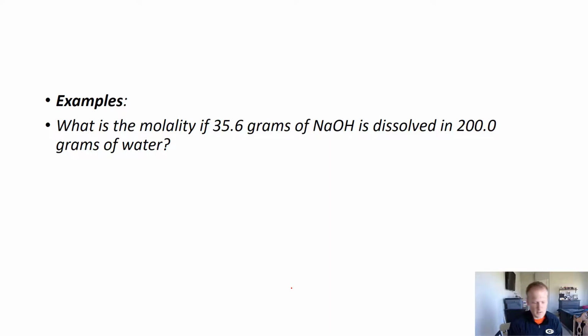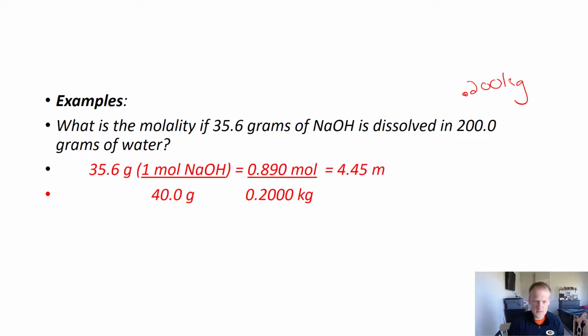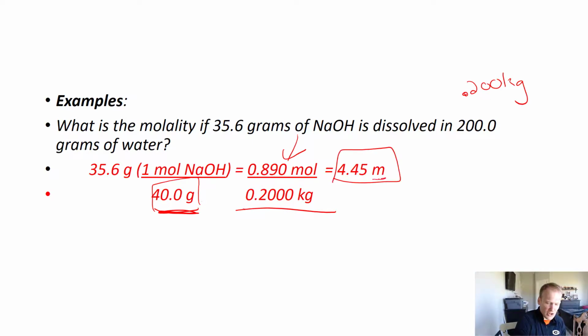So the first thing we need to do is convert the grams of water to kilograms, which once again would be 0.2 kilograms. That's going to go on the bottom. And then we need to take the 35.6 grams of NaOH and convert it to moles. So we're going to divide by the molar mass of NaOH. That's going to give us this many moles. And then we put the kilograms of solvent on the bottom. We divide out and notice that we have lowercase m, molality. 4.45 is what we got there.